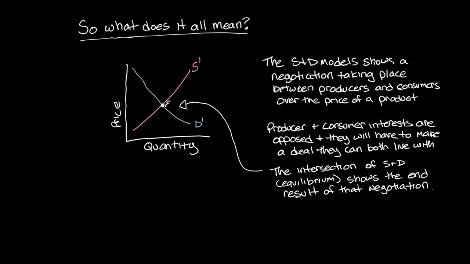And the final end result of all of this is we're going to get to that intersection of supply and demand known as the equilibrium point. And that equilibrium point basically shows you the end result of that negotiation. Producers got some of what they wanted, consumers got some of what they wanted, and the end result, the place where the market price is actually going to be and the market quantity, or what is going to show up, is essentially the intersection of the supply curve and the demand curve, known as equilibrium.